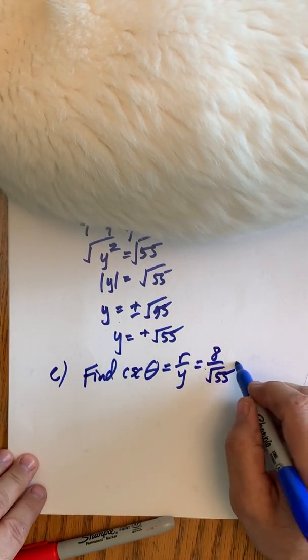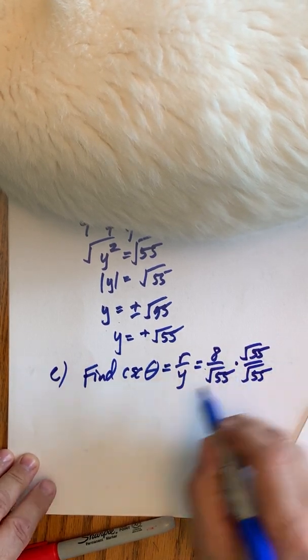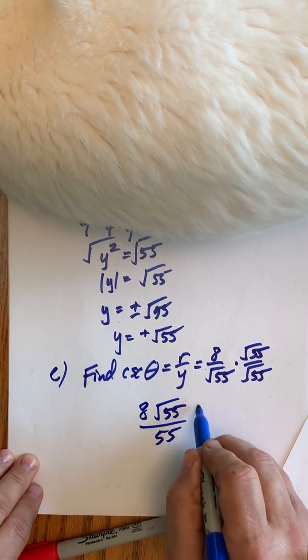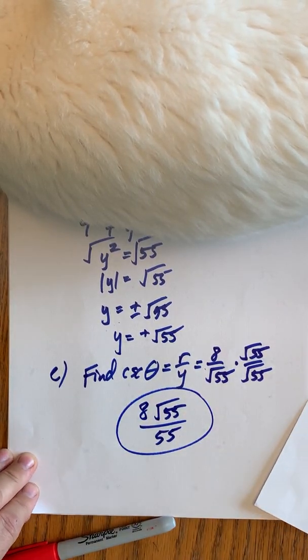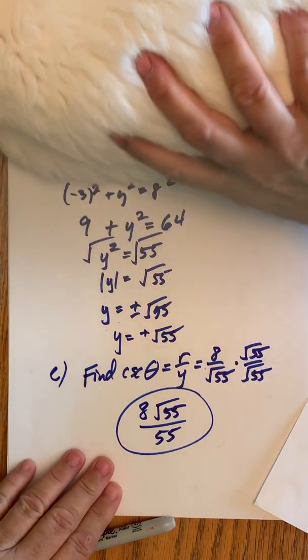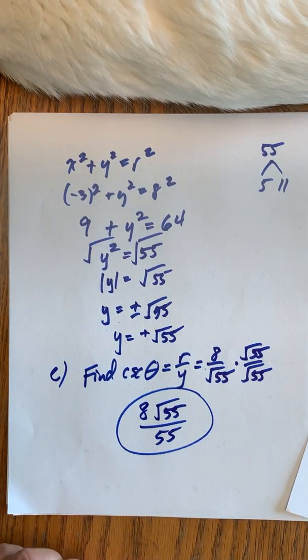And, you know, I think almost all books want you to rationalize it. So you'll have 8 square root 55 over 55, and that is your answer. Now, just in case you need to see any of this work, there we go. All right, so that's it.